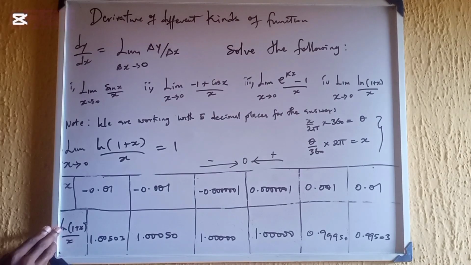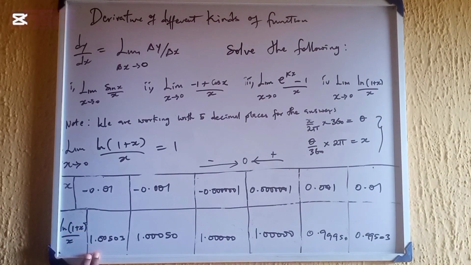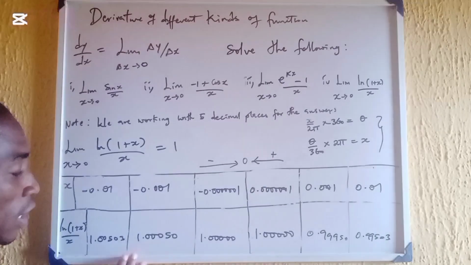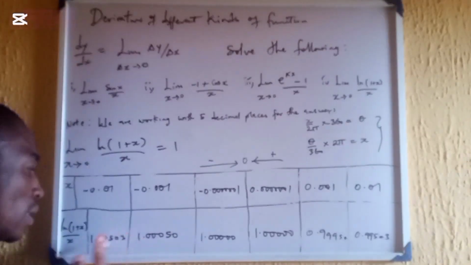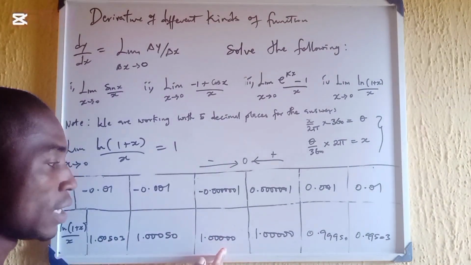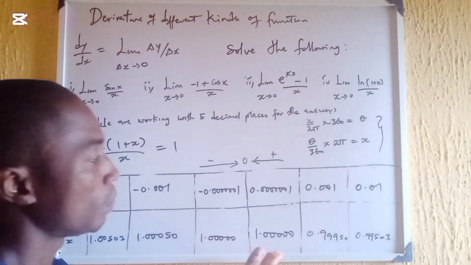Now, we have the function as ln(1 plus x) over x. Use this value here and here. For the first guy, we're having 1.00503. And that seems like 1, but I want to be sure we keep going close to 0. For the second guy, we're having 1.00050. So this is closer to 1 than this. Then for the next guy, we are having 1. That's working with 5 decimal places.